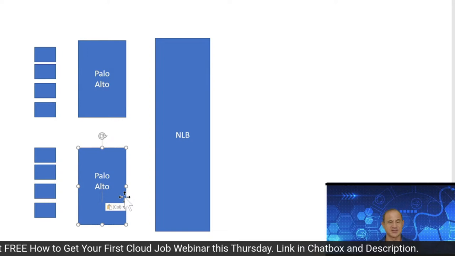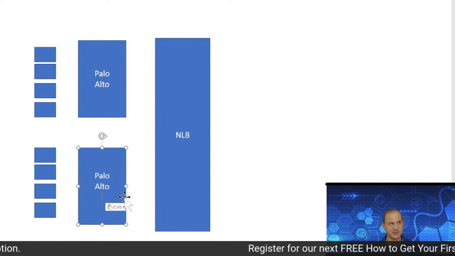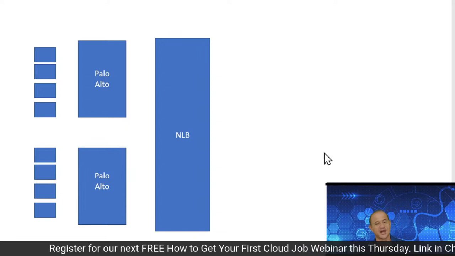It's not like in the data center, where we can walk up to the rack, screw in a bunch of firewalls, cable them up, and let them do their own heartbeats between them and their own high availability clustering. We can't do that in the cloud, so we've got to do something. So we can use a network load balancer to load balance Palo Alto firewalls.